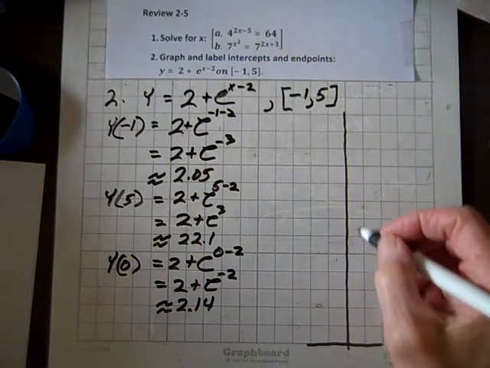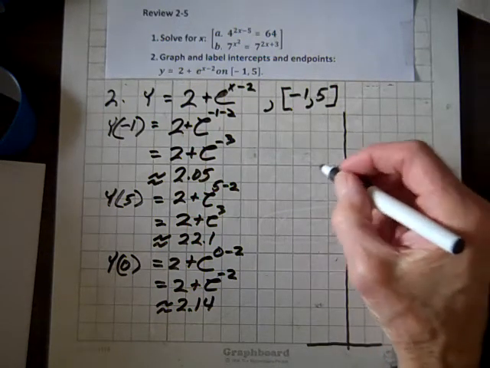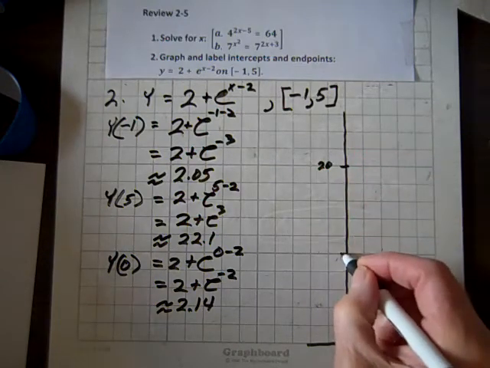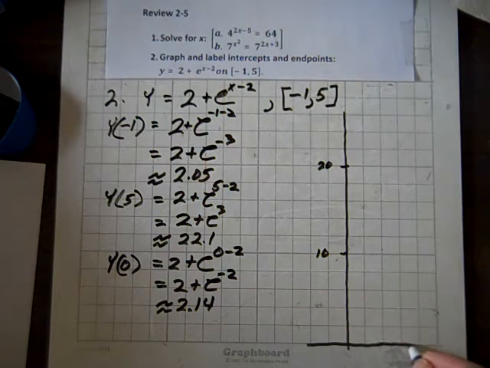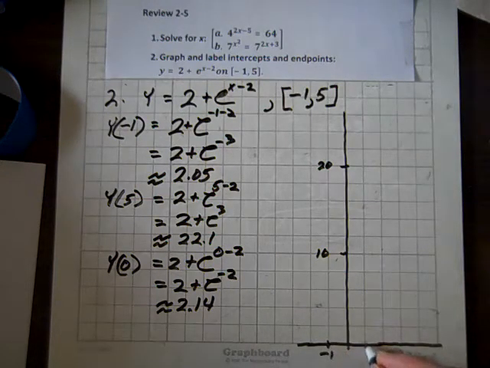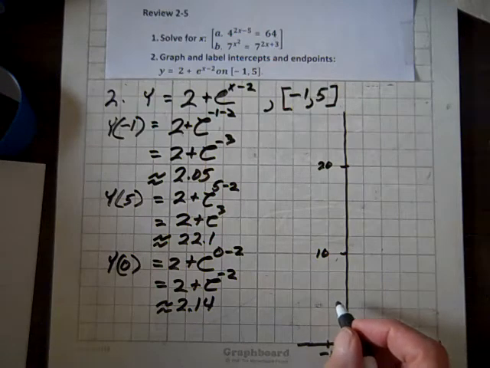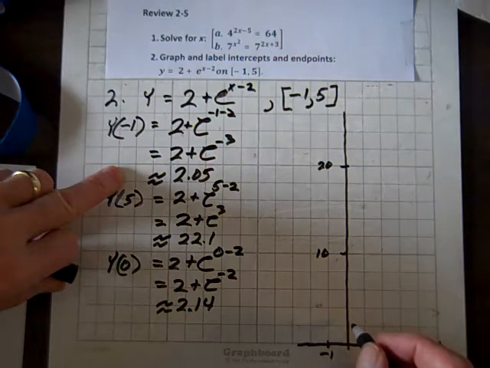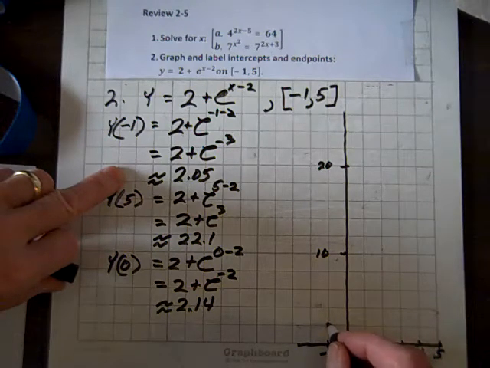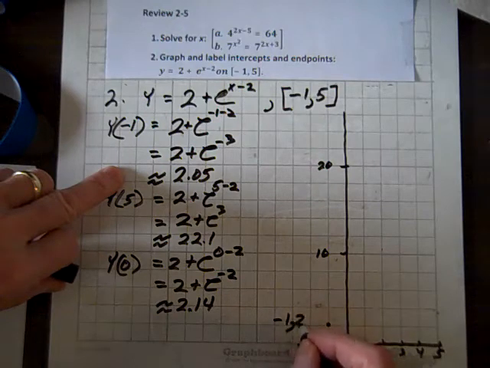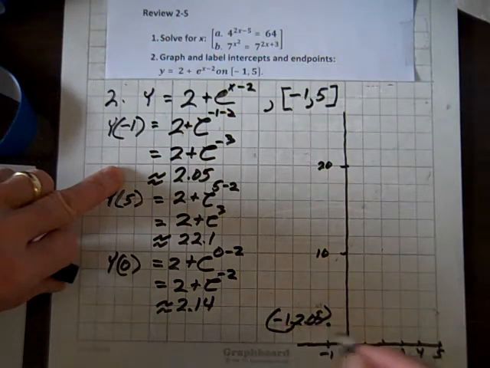And let's say that's 10, 20, okay. 20, 10, and let's deal with this. I want to go minus 1, 1, 2, 3, 4, and 5. Okay. So at minus 1, we are at 2.05. So that's going to be about right there. Minus 1, 2.05. And we're labeling now.